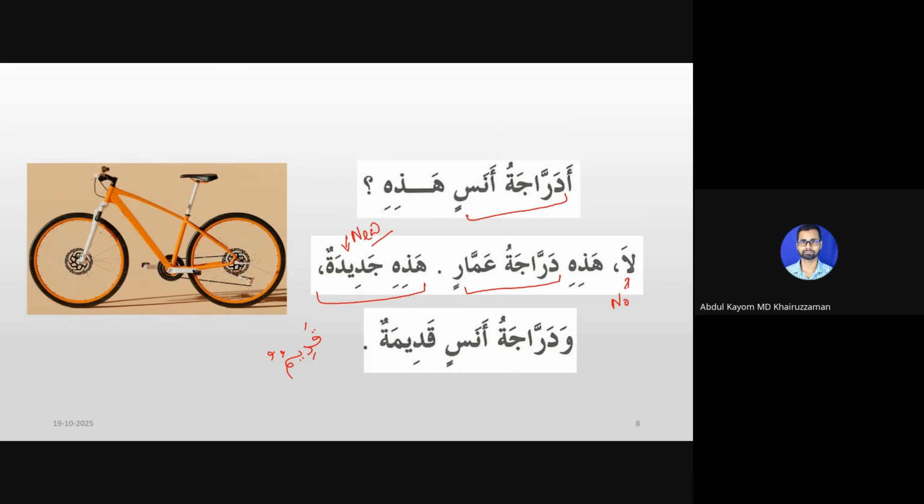This is new, this does not belong to Anas. So we know Anas's bicycle is old. So we are saying wa darajatu anasin qadimatun, and Anas's bicycle is old.